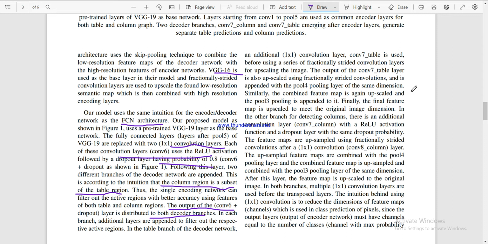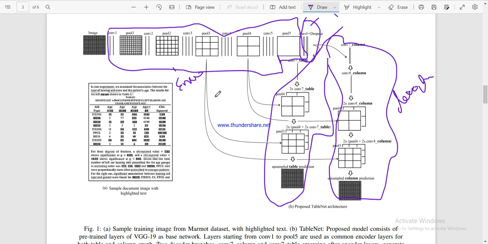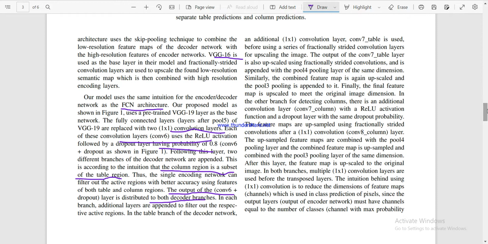In the other branch for detecting column, there is an additional convolution layer with a ReLU activation function and a dropout layer with the same probabilities. Okay, so this is a process that you have to read, because you cannot skip any step; this is the complete process architecture. You have to know what is actually happening here. That's why I'm reading the complete paragraph.